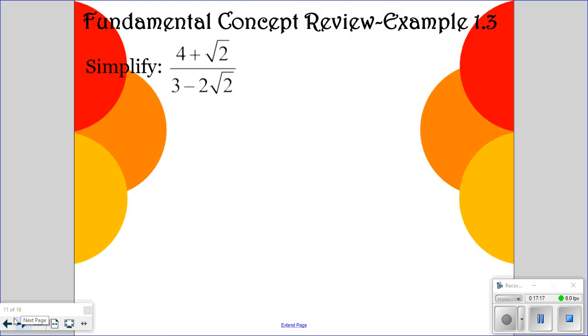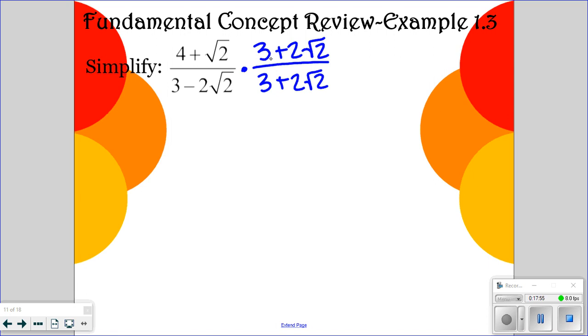Looking at the third example, we want to simplify this fraction. It is not in simplest terms because it has a radical in the denominator. You don't want to leave radicals in the denominator. So if you remember what to do, anybody want to say it out loud? You're going to multiply by the conjugate of the denominator. So the conjugate of this denominator is going to be 3 plus 2 square roots of 2. And you're going to multiply both the numerator and the denominator by it.